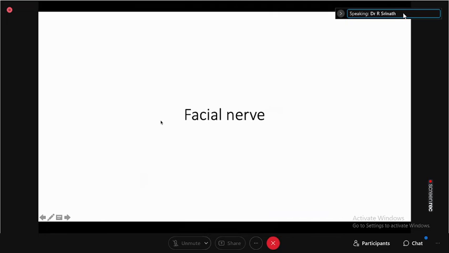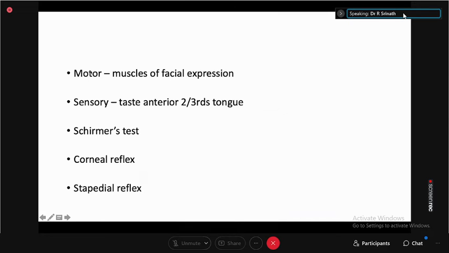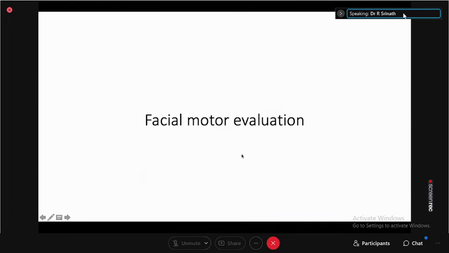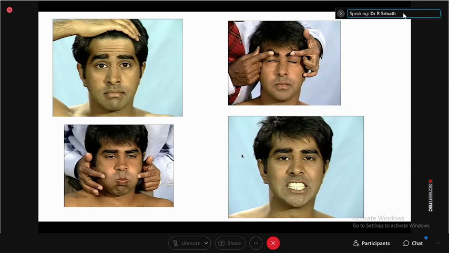Coming to the facial nerve, it is tested by the muscles of facial expression, then sensory taste in the anterior two-thirds of the tongue, then secretory functions and reflexes. For the facial motor evaluation, various muscles are tested: frontalis, orbicularis oculi, buccinator, orbicularis oris, and angularis oris. The individual is asked to give these positions, and you have to look for symmetry.